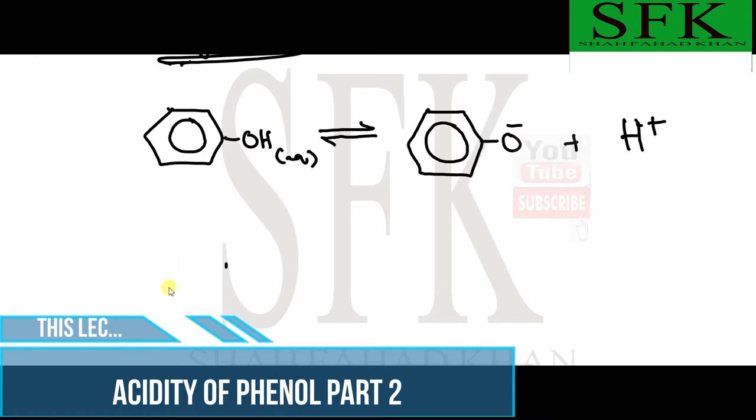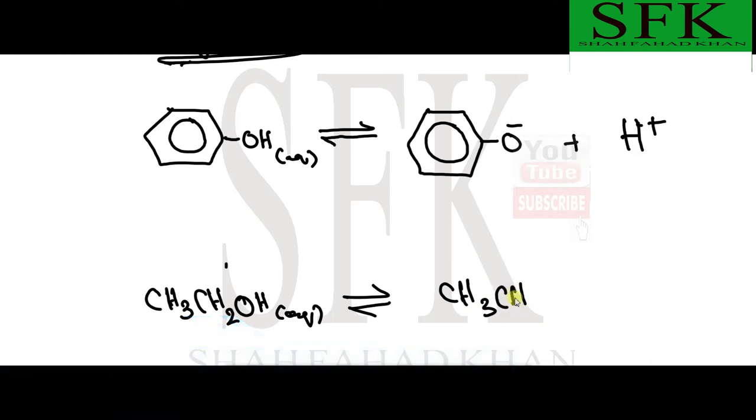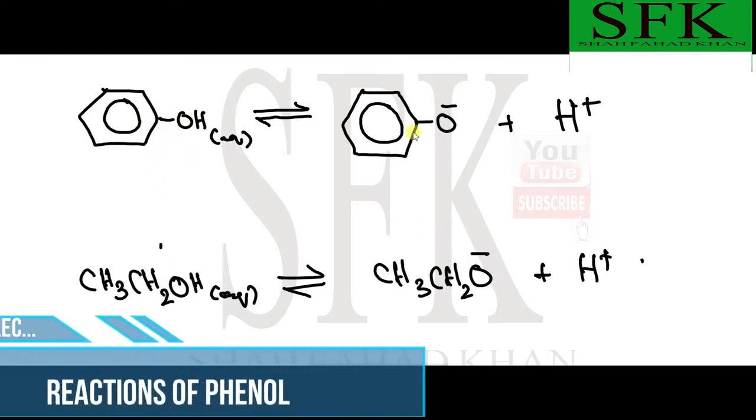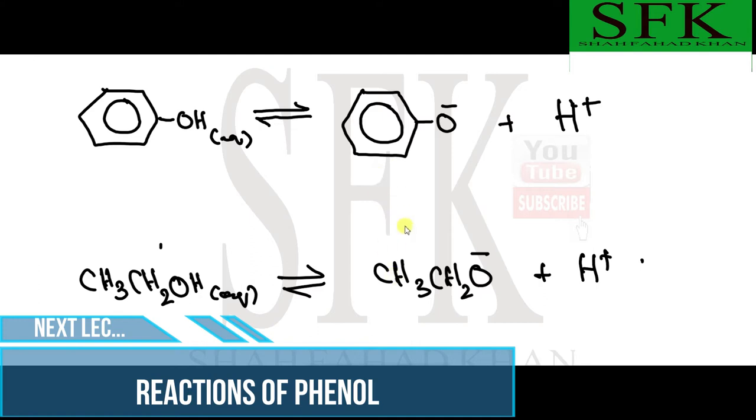Similarly, ethanol, CH3CH2OH, in aqueous solution also dissociates to form an ethoxide ion plus H positive ion. It has also donated its proton, forming an ethoxide ion. Both of these are weak acids, but which one is stronger? That's what we are going to compare.